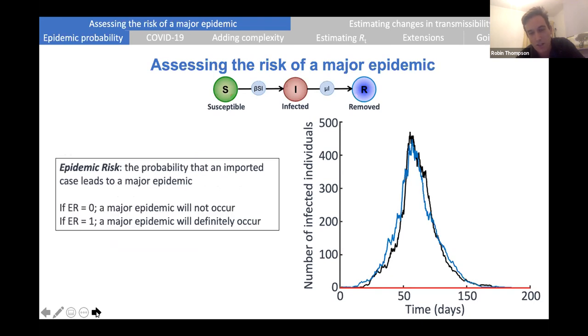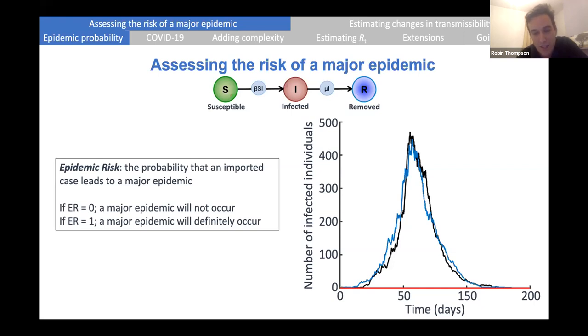And this leads on naturally then to the idea that there's some sort of epidemic risk. So when an imported case arrives in a new host population, there's some probability that what happens is that you get a major epidemic. And if you run your forecasting model lots of times, and you always see something that looks like the red outbreak, then that means the epidemic risk is zero. That means that a major epidemic will definitely not occur. Whereas if you run your forecasting model lots of times, and instead you always see something that looks like the blue and the black, well, that means the epidemic risk is one. That means that a major epidemic is definitely going to occur.